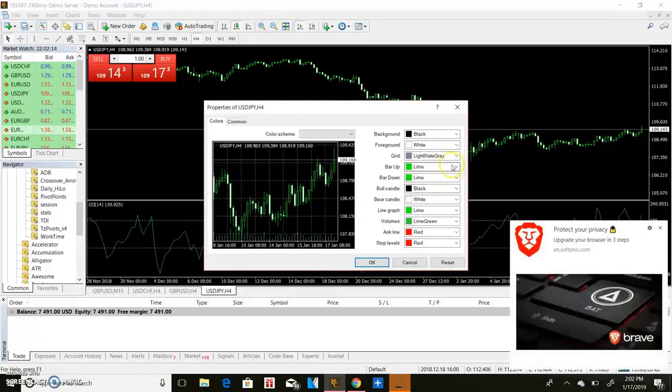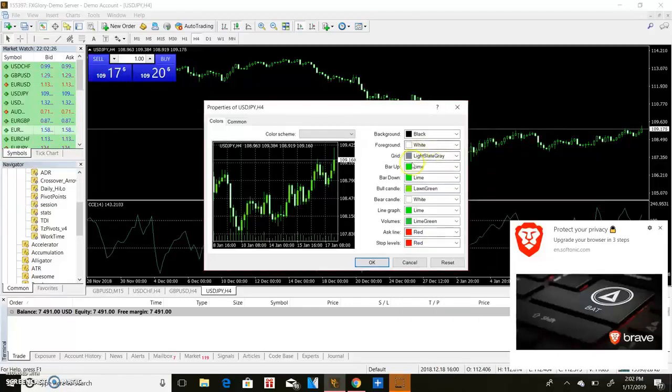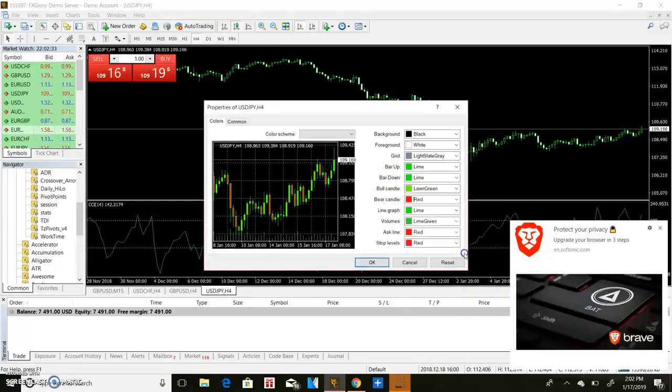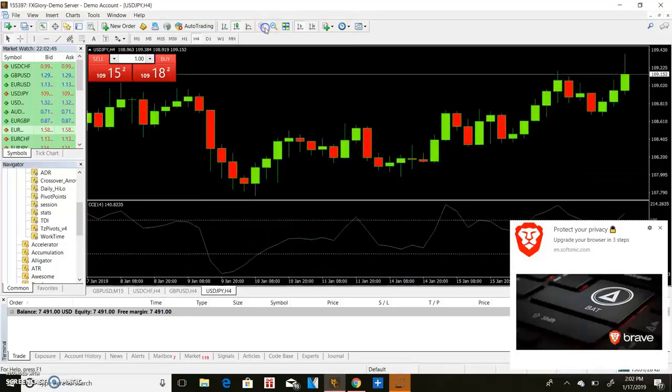So let's see here, the bull candle is black, so we want to change that to green. We'll do a lime green on the bull color, and the one that's white we want to change to red on the bear candle color. That should be good. Once you zoom in, now you can see the difference.